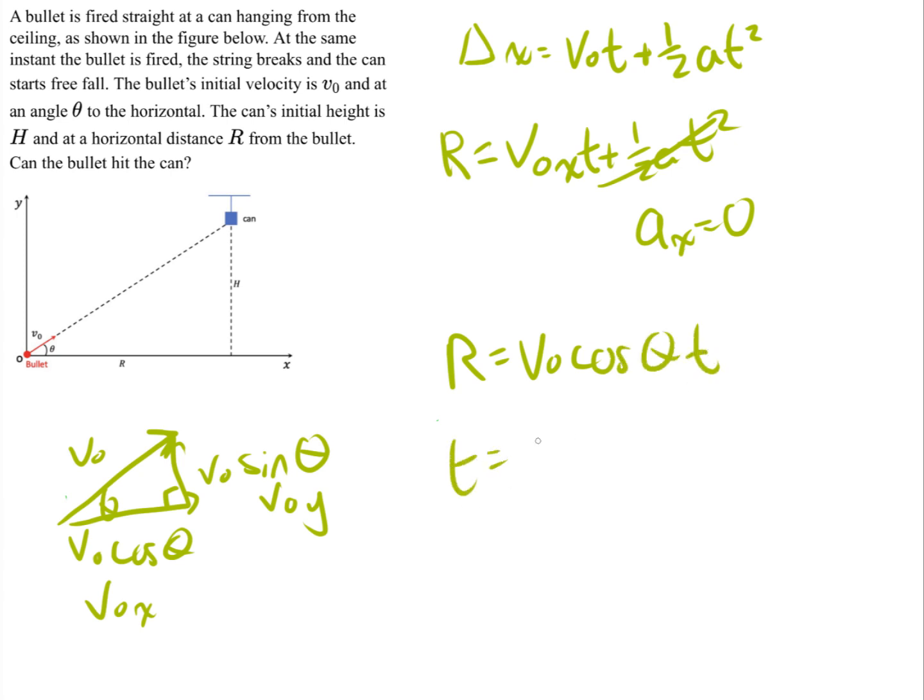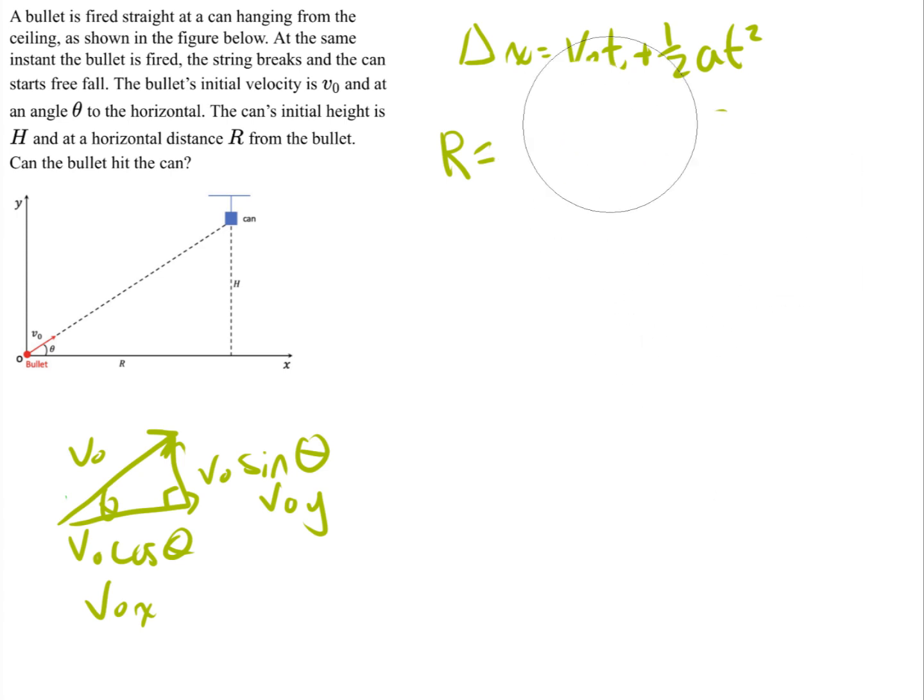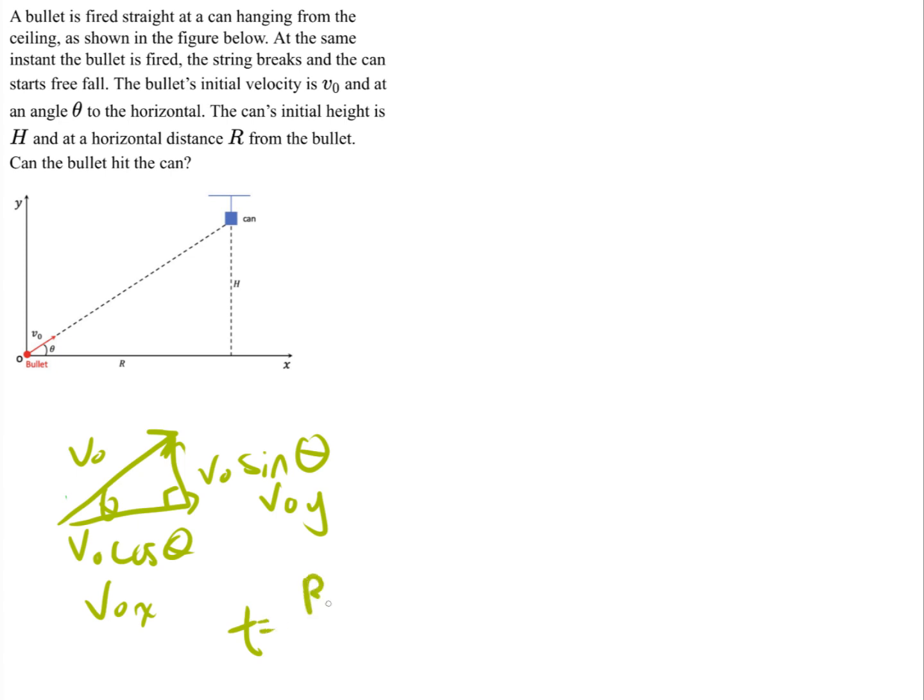We can solve this for the time interval to get that the time interval is equal to the range, or distance r, divided by the initial velocity times the cosine of theta. And that is the value for time. And that will come in handy later. So I'm going to write it down here. Time is equal to the range divided by the initial x velocity, which is the initial velocity times the cosine of theta.